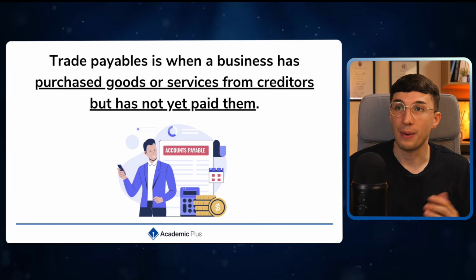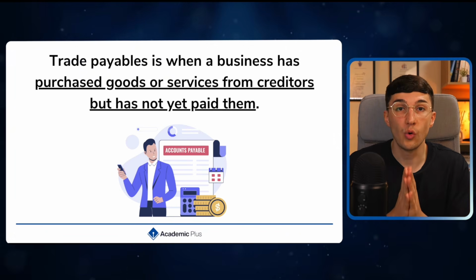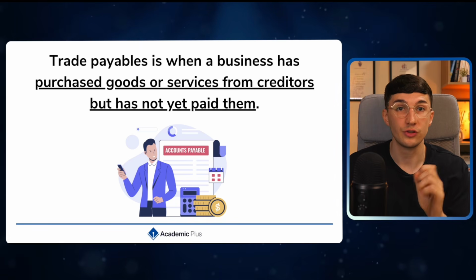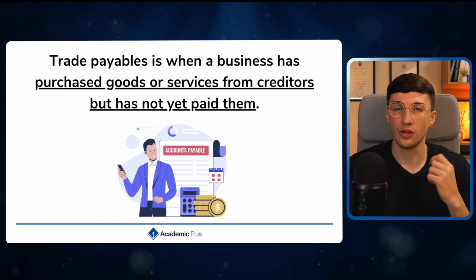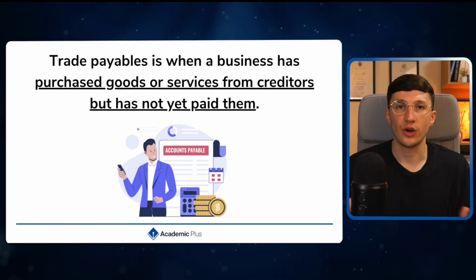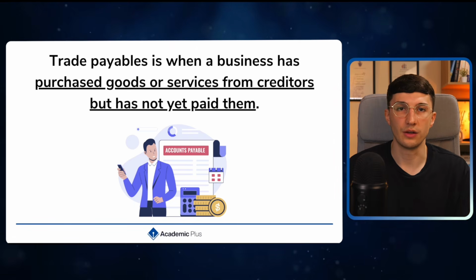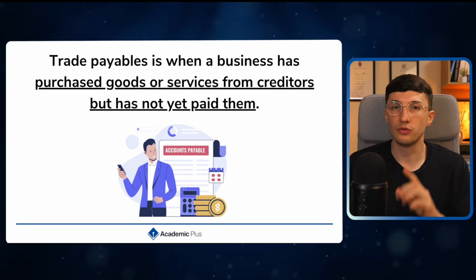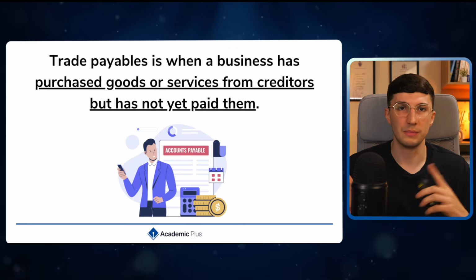So when we look at trade payables, it's just when a business has bought goods or services on credit from creditors, and now they owe them the money. When we think about creditors, just think, for example, of suppliers. Now, once again, trade payables, also known as account payables, just means the exact same thing.